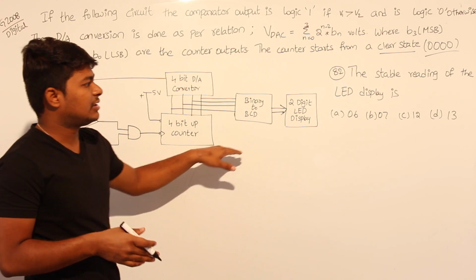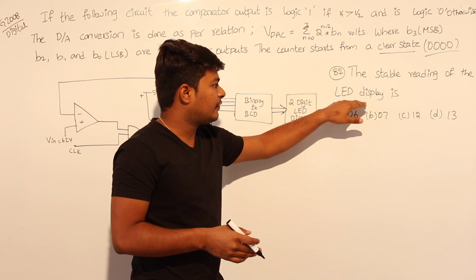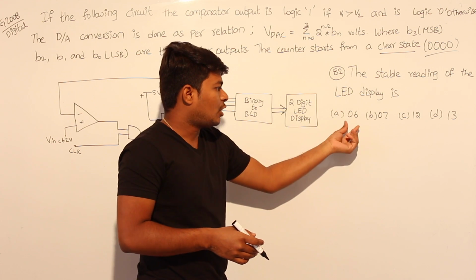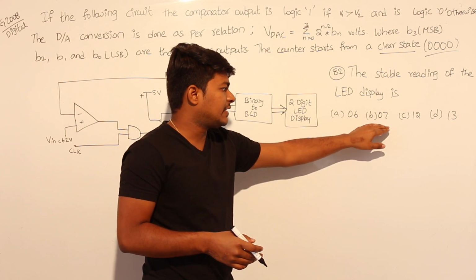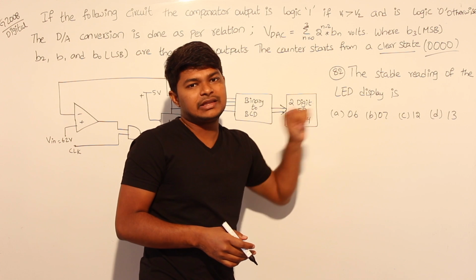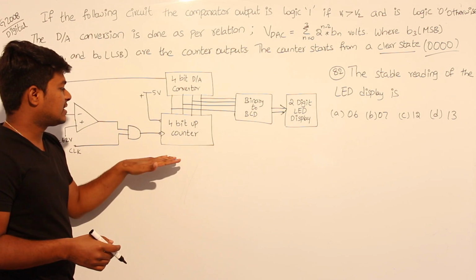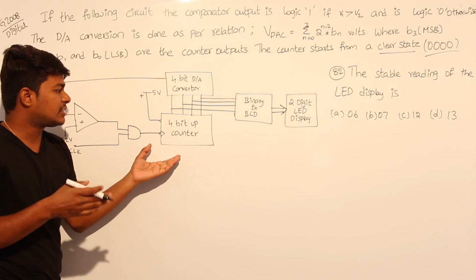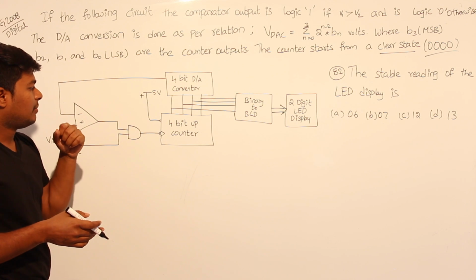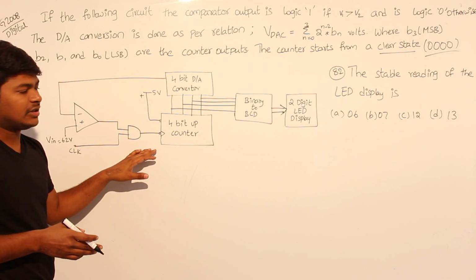They asked the question that the stable reading of this LED display is option A 6, option B 7, option C 12 and option D 13. Now here is the circuit diagram given. This circuit diagram consists of many components involved in this circuit.